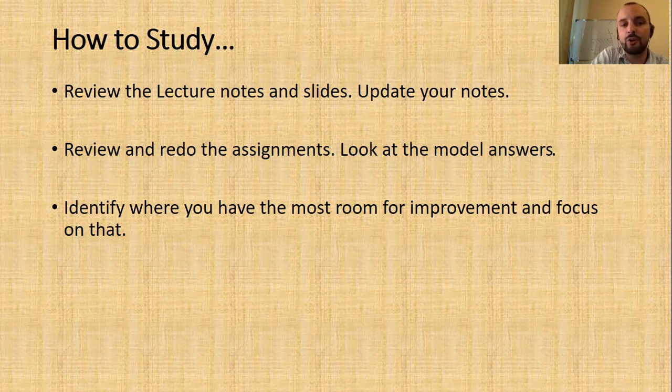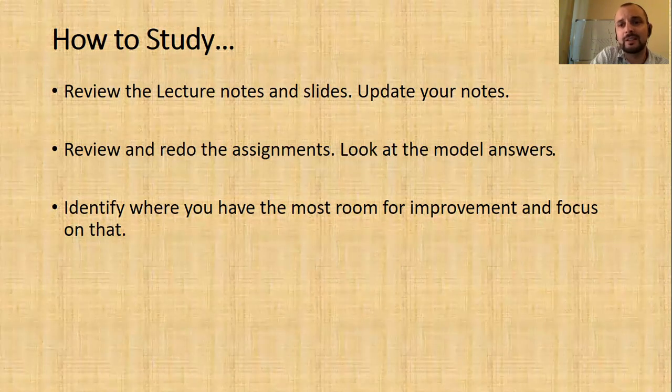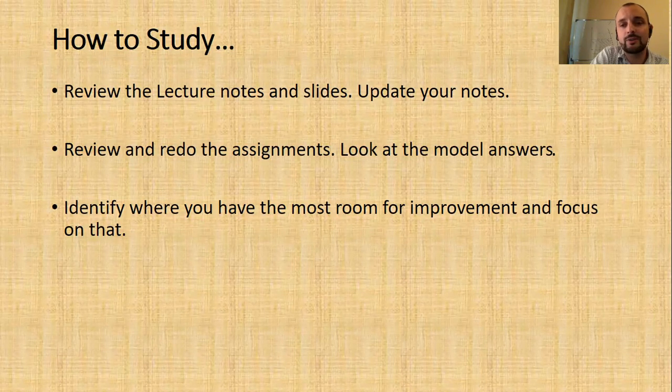Also, review and redo the assignments. Some of you have probably cheated on some of the assignments and got good marks, which you did not deserve. That's going to come undone for you in the exam. Look at the model solutions that are on YouTube, on Moodle, and compare your answers with the model solution and see where you can improve.